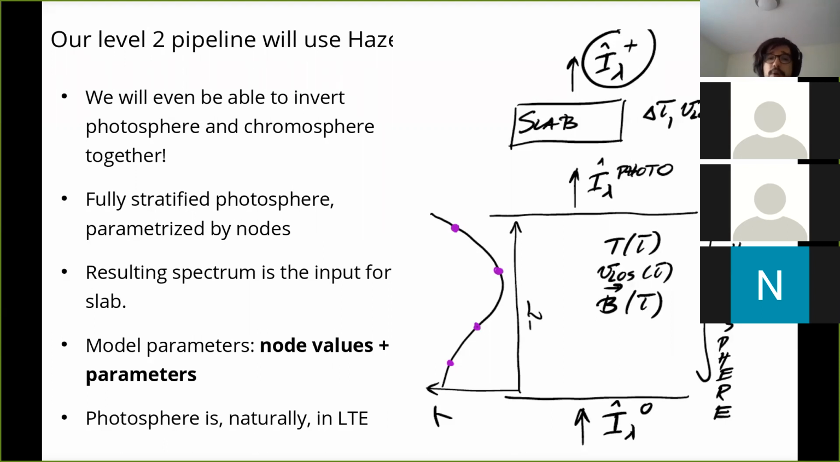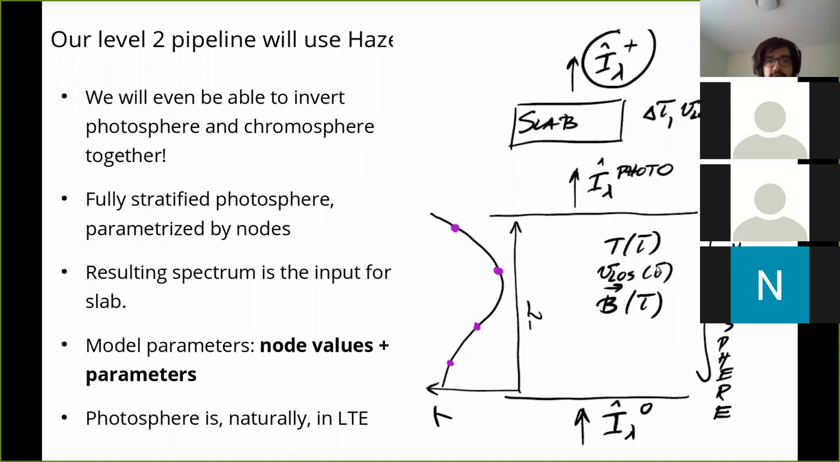So when we talked about photospheric inversions, we said that what we want to know is the stratification of the temperature, line of sight velocity, and the magnetic field vector on the optical depth scale. And then in addition to that, photospheric radiation now passes through this slab, which is parameterized by some other components: optical depth, line of sight velocity, magnetic field, and so on. And then it finally leaves the slab, and we see that radiation. And then we invert it, so we obtain all these parameters here.